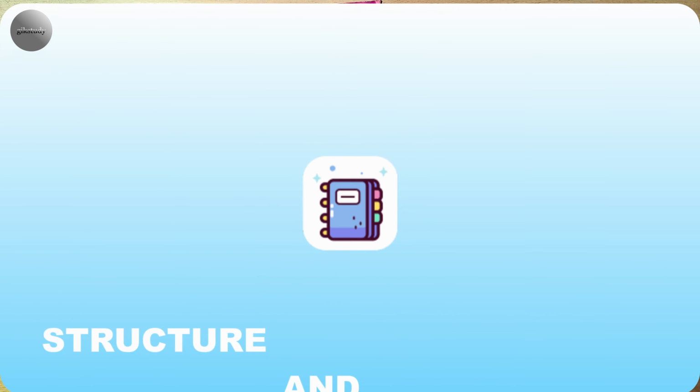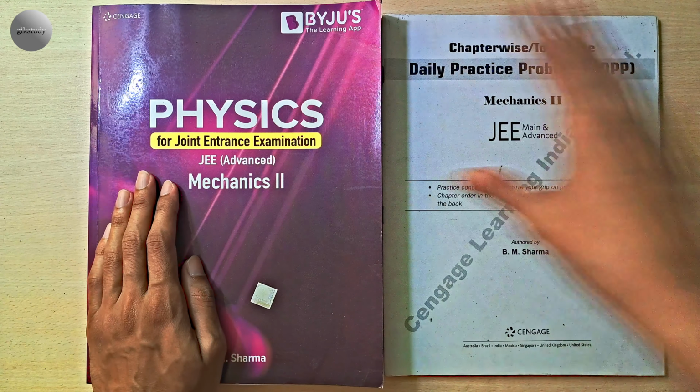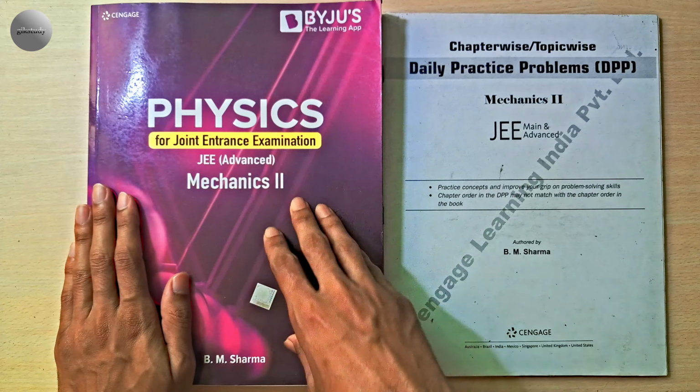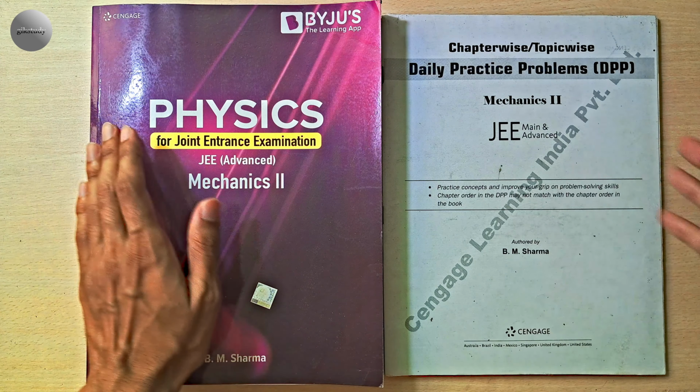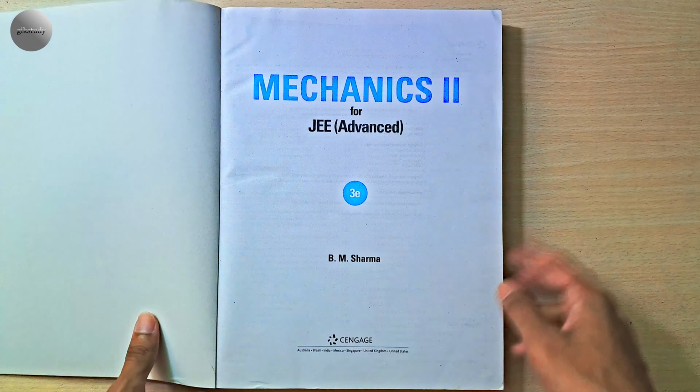In case of structure and organization, there are different approaches for these, as this is a book and this is just a DPP where you get questions, and in the book you get theory, questions and illustrations, and many things. Now let's look at the book first. Here you can see the book. This is authored by B.M. Sharma.